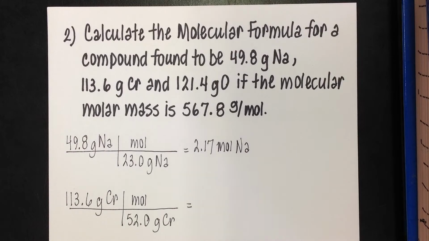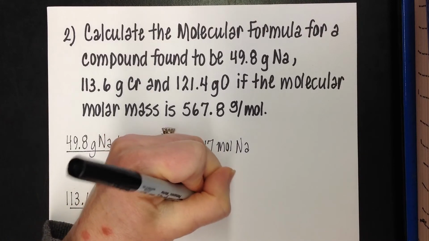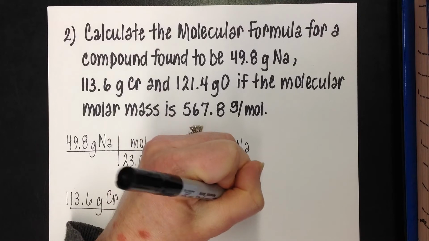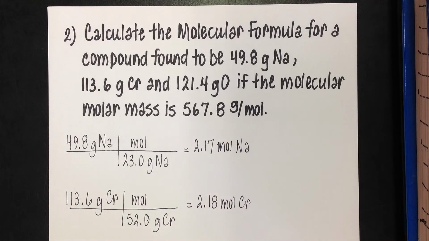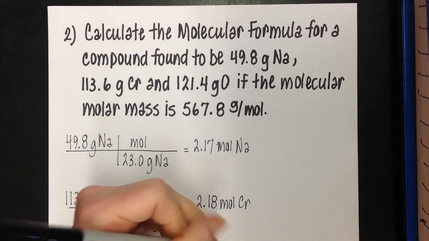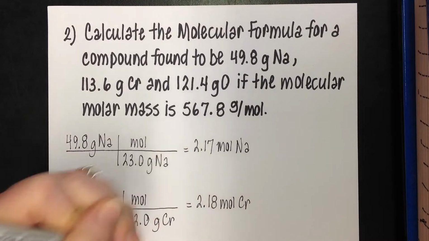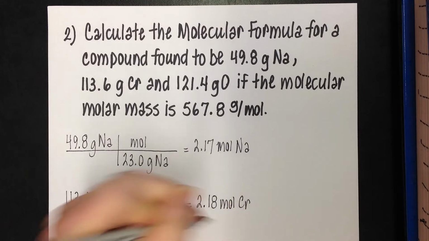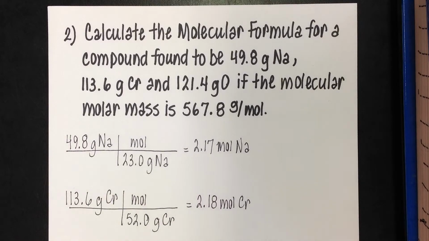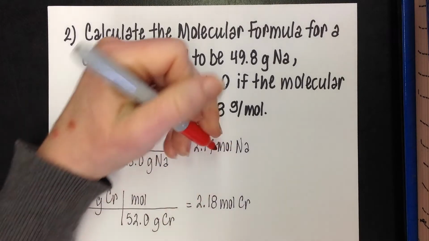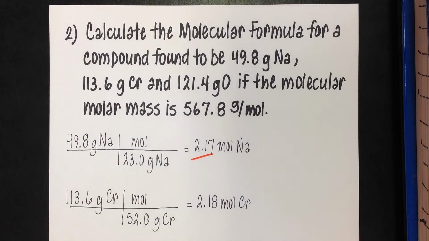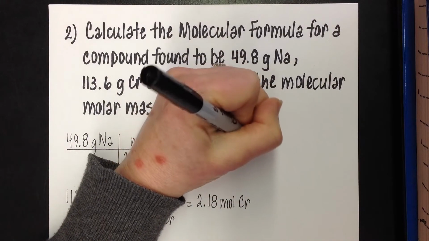113.6 divided by 52 is 2.18 moles of chromium. And 121.4 divided by 16 is 7.59 moles of oxygen. Now we look at these answers and we ask ourselves, what is the smallest number? And it's this 2.17, so we are dividing everything by 2.17.